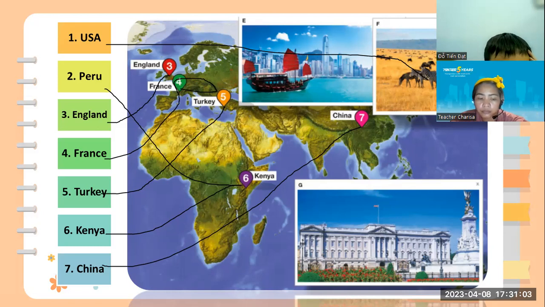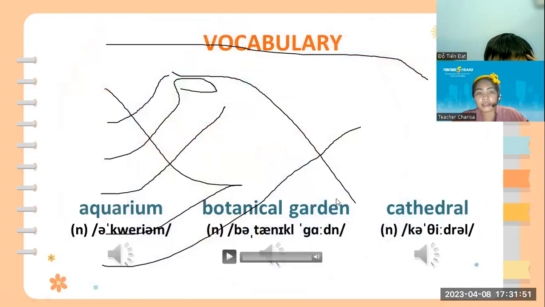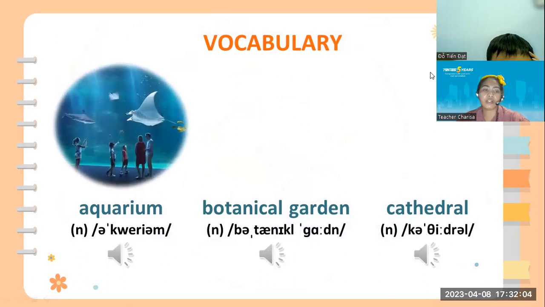How about letter G? Okay, let's check. Letter E is China, this is Kenya, and this is England. Just remember, you already answered USA, Peru, Turkey, and on the last page we already answered USA, Peru, and France, and Turkey. So that is why we have only China, Kenya, and England. Please don't forget that next time. Okay, let's move on.